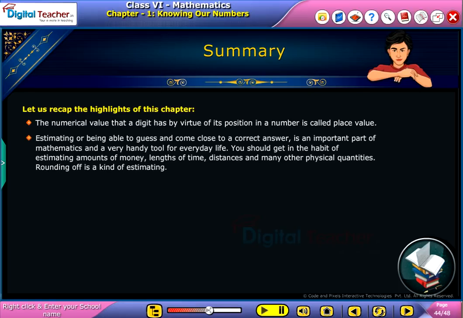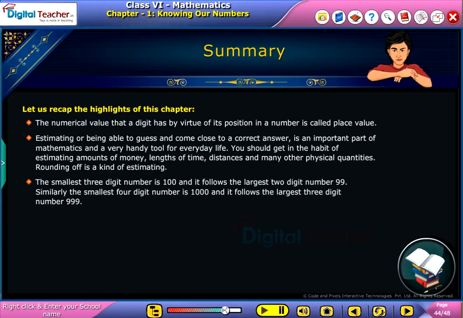Estimating, or being able to guess and come close to a correct answer, is an important part of mathematics and a very handy tool for everyday life. You should get in the habit of estimating amounts of money, lengths of time, distances, and many other physical quantities. Rounding off is a kind of estimating.